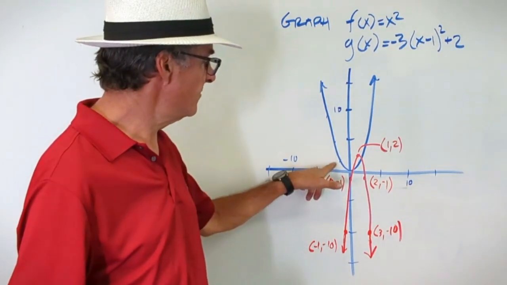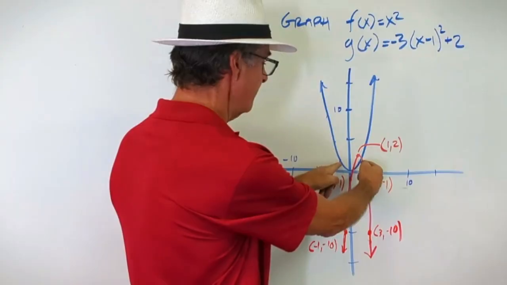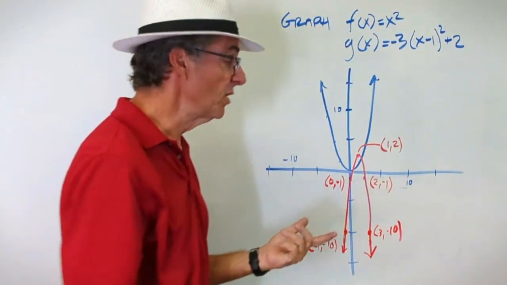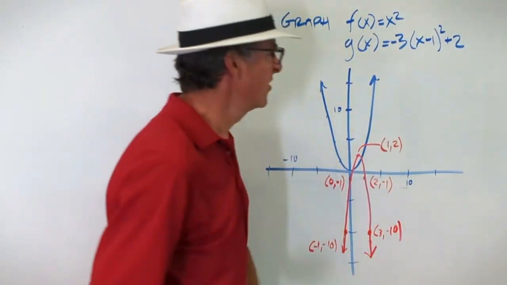So here's my mother parabola, centered on the origin. There's my vertex. I go over 1, up 1 for my first point, and then over 2, up 4 for my second pair of points. Actually, I went over 3, up 9 for the third one.